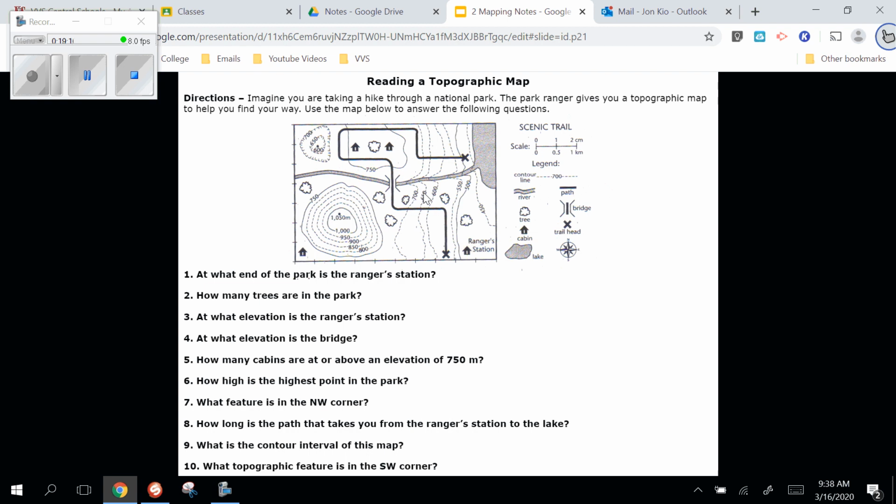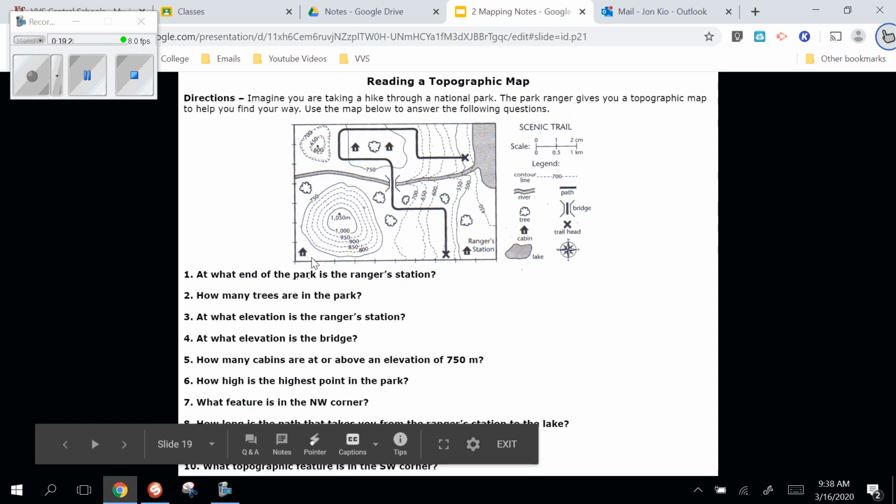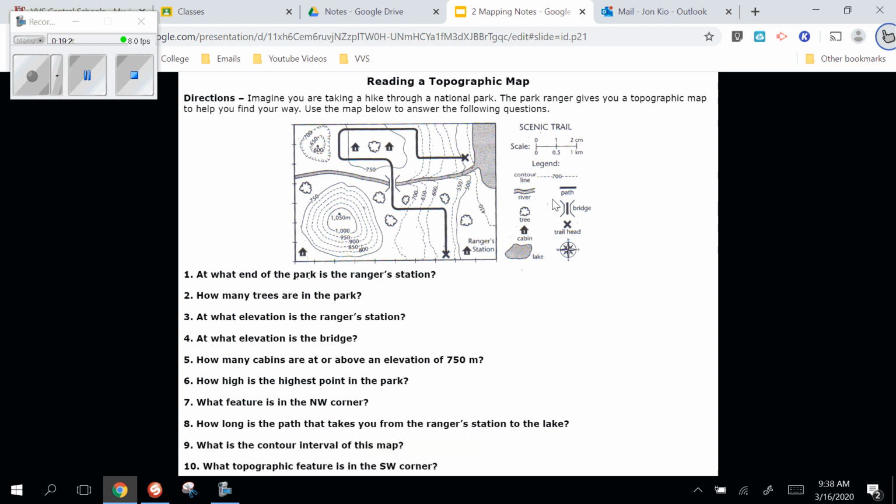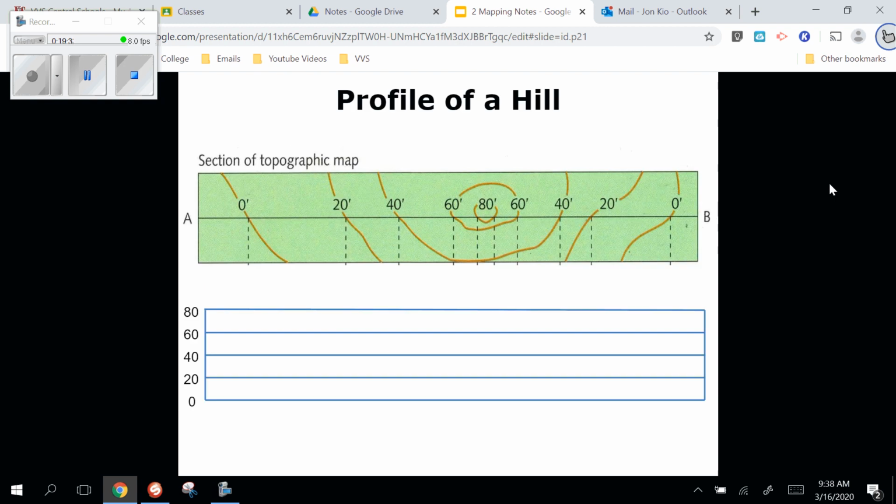And then what topographic features are in the southwest corner? You can see that there's no tick marks on this, so it's just a hill. All right. Topographic feature, not man-made feature. Right? Okay. Hill. All right. And then finally, we want to make a profile. A profile is a cross-section.